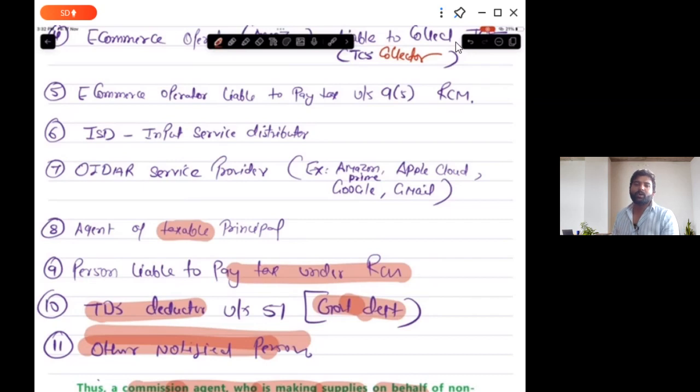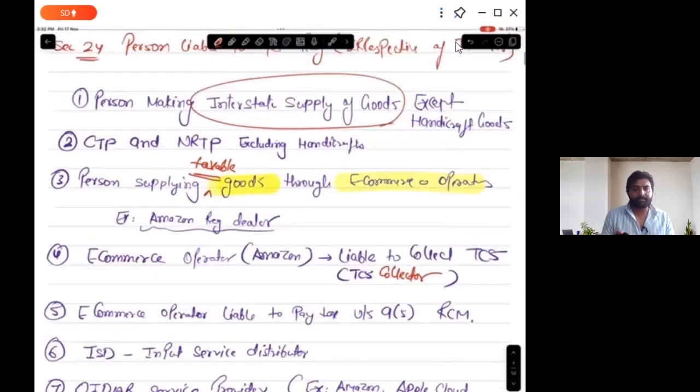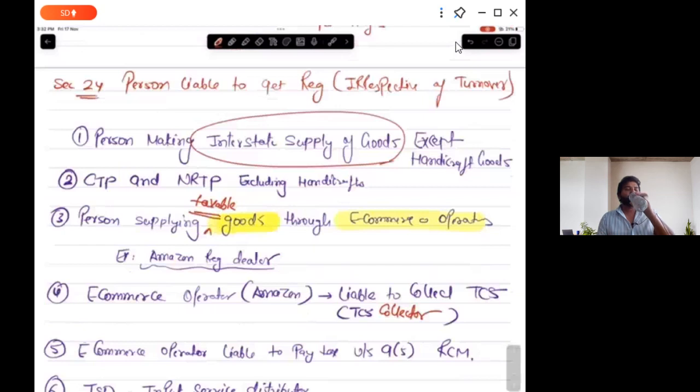And finally, other notified persons. So overall, we have 11. The 11th is other notified persons, so I'm not considering that. Other than the 11th one, we have 10 different types of people who need to get registered under section 24, even if their turnover is less than 10 lakh, 20 lakh, or whatever the limit we have discussed in section 22. So irrespective of the turnover, they need to get registered under section 24. So this is the list of these persons that need to get registered. Again, we can repeat it once again.